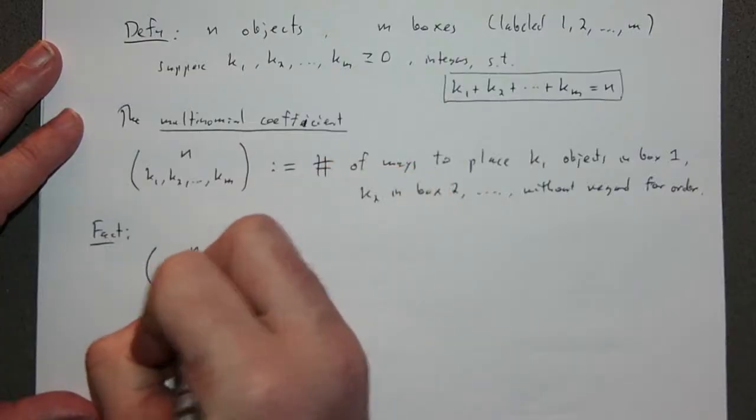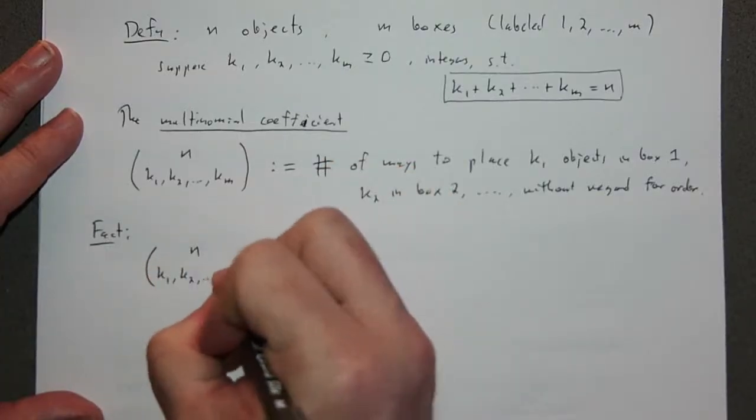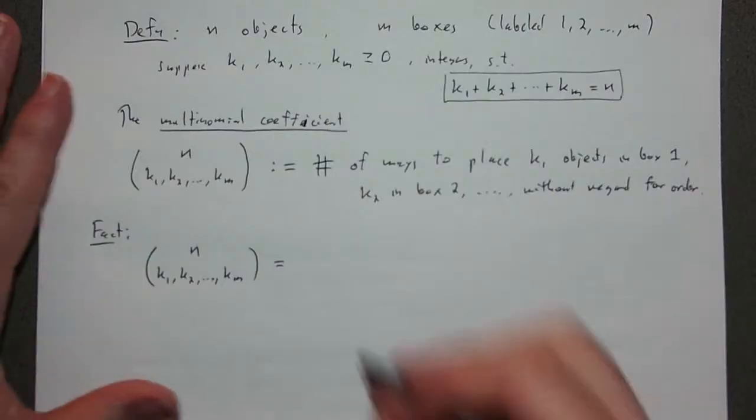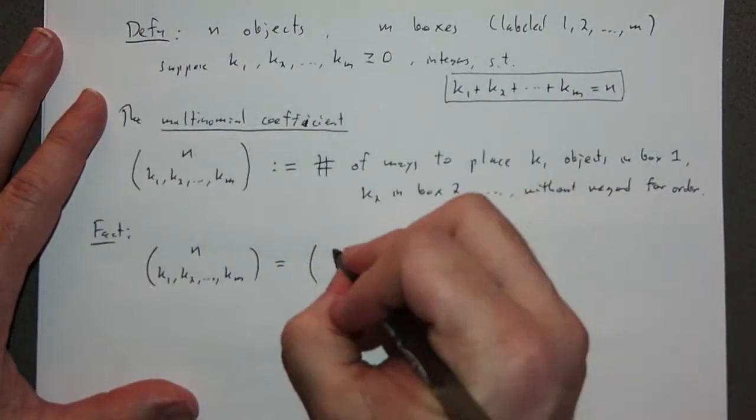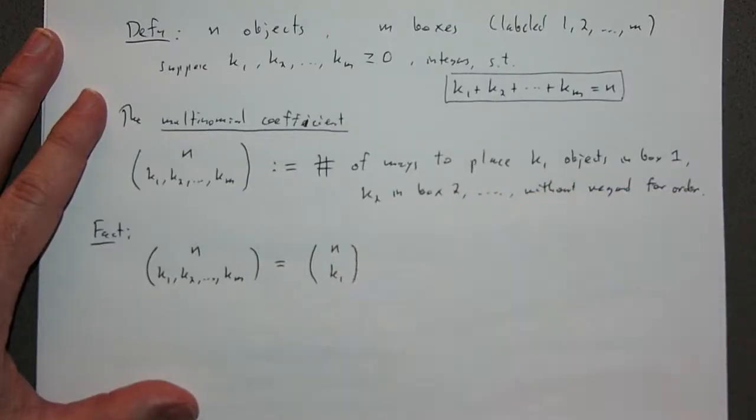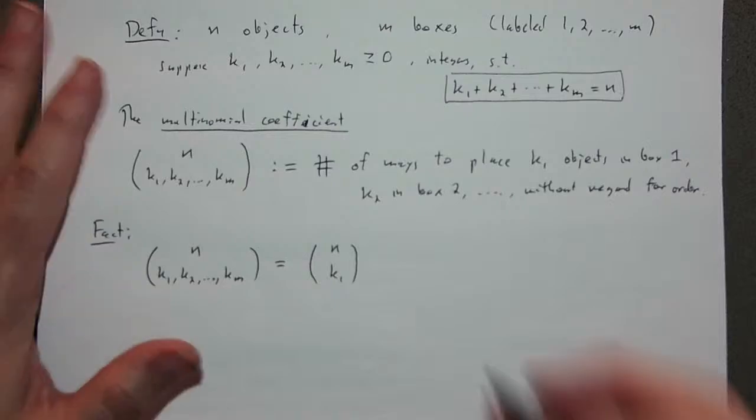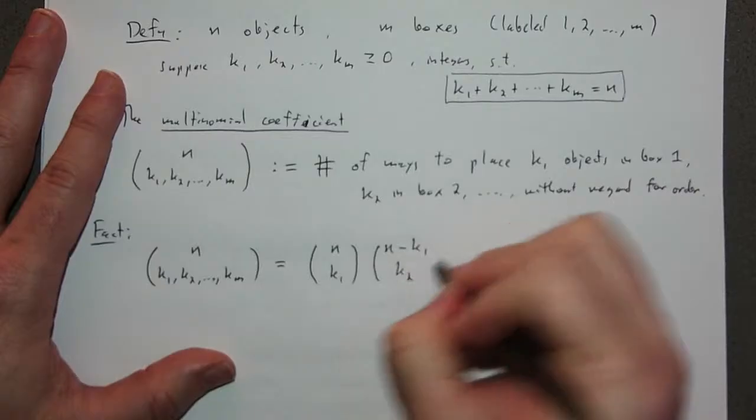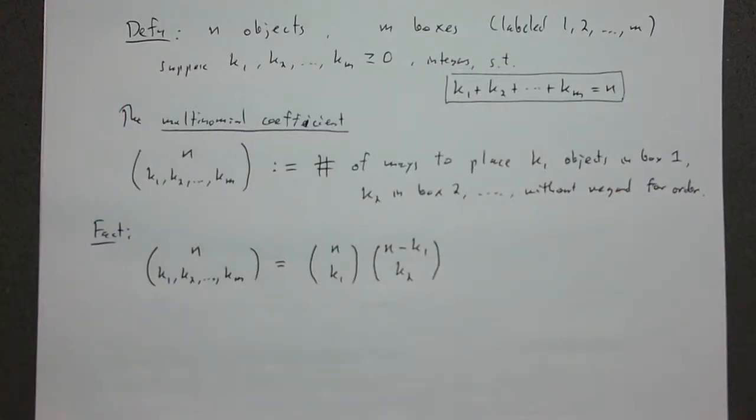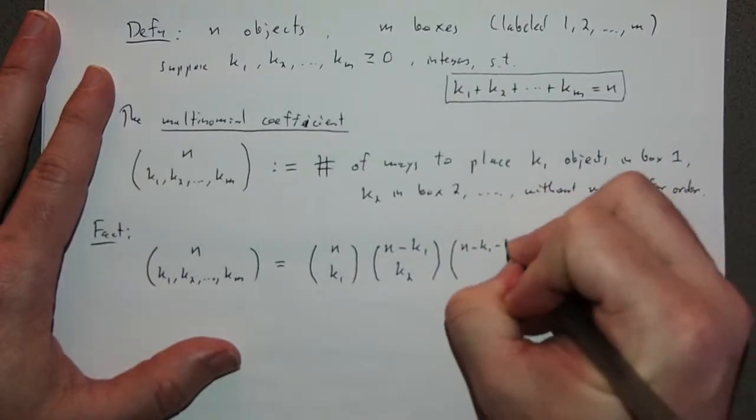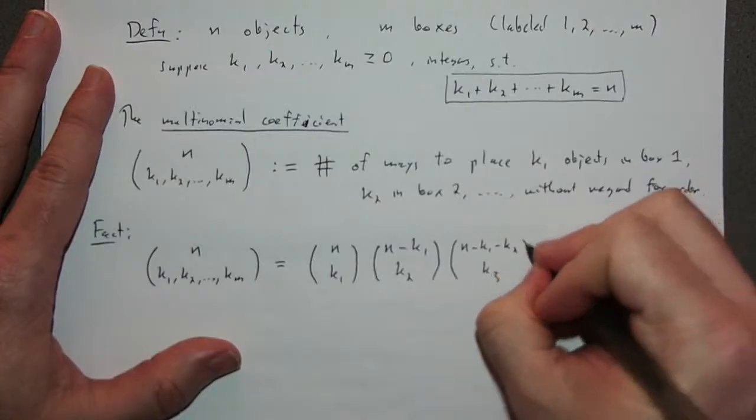that this multinomial coefficient, if I want to think about doing this process, well, I am taking n objects, I have n objects total, and k sub 1 of them go in box 1. Then from the remainder, which is n minus k sub 1, I am placing k sub 2 in box 2. And then from what is left from that, I am placing k sub 3 in box 3.